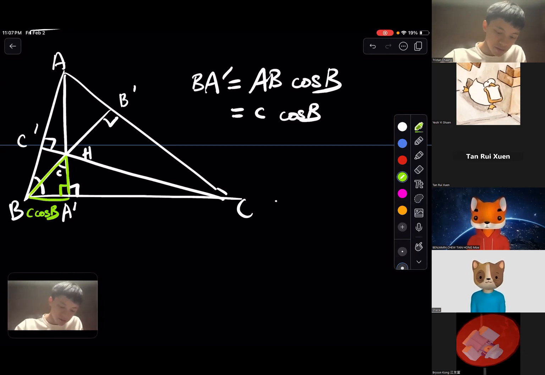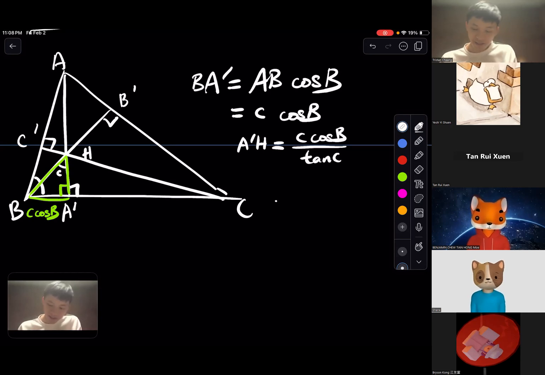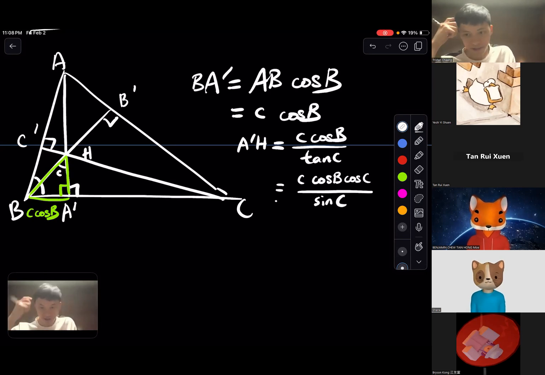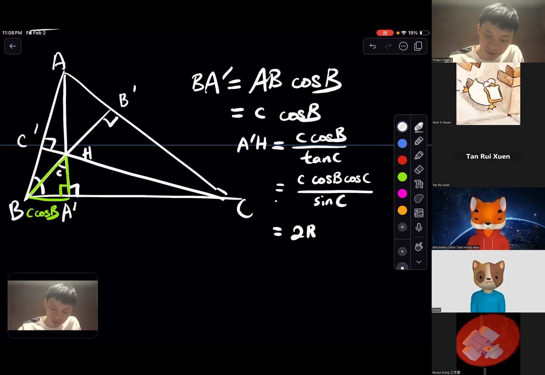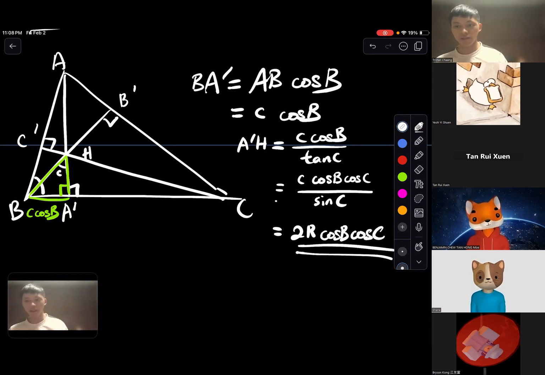Now we look at this triangle. Then we have A prime H is C cosine B divided by the tangent of C, which is C cosine B cosine C over sine C. You can use the sine rule if you want to simplify it. So it's 2R cos B cos C. So now we have a neat, symmetric form for A prime H.